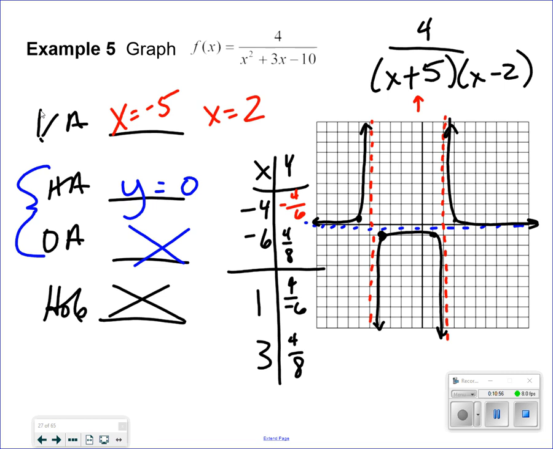Now, some of you are going to say, can I put this into my graphing calculator? Yes, it will probably show you the picture a little bit, but where you're going to have issues is it's not telling you the vertical asymptote. It's not telling you the horizontal asymptote. It's not telling you that there is no oblique or there is no hole in the graph.